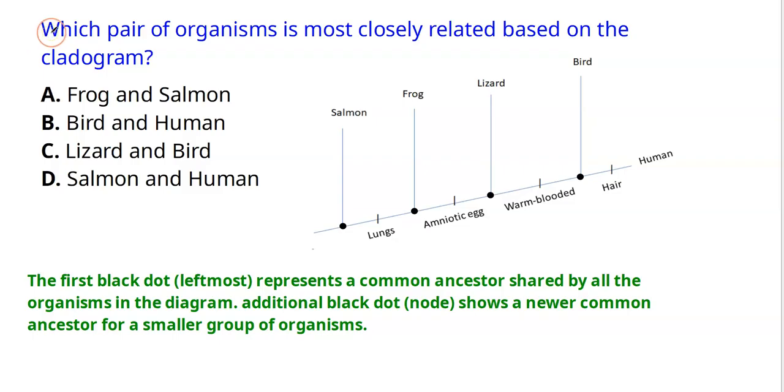Let's look at this next question. Which pair of organisms is most closely related based on this cladogram? For these types of questions, most closely related generally means the most recent common ancestor. So you can reword this to say which pair of organisms has the most recent common ancestor. That's really what this is asking.